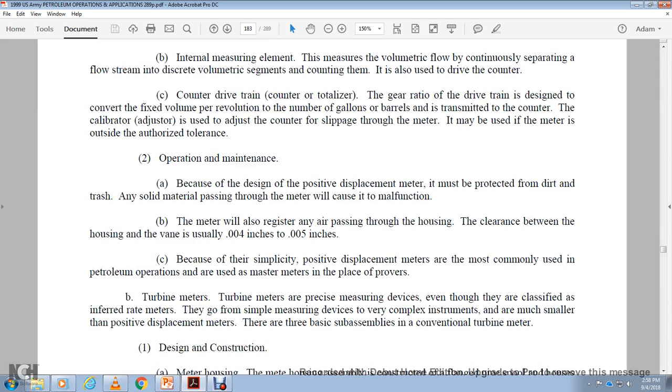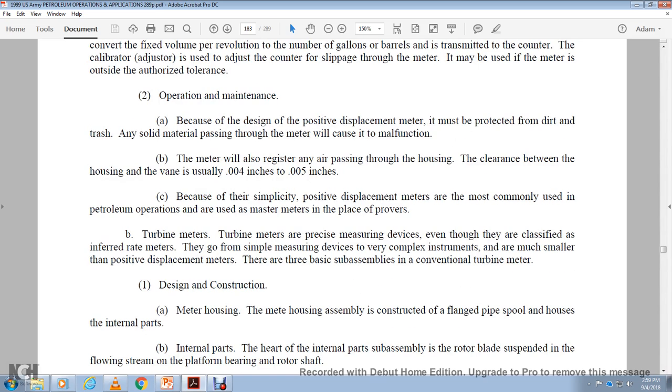Review: master meters are in play for the provers. Turbine meters. Turbine meters are precise measuring devices, even though they are classified with inferior rates. They look like a simple measuring device but are a very complex instrument, very much smaller than the positive displacement meter. Design and construction: there are three basic subassemblies of the conventional turbine meter.